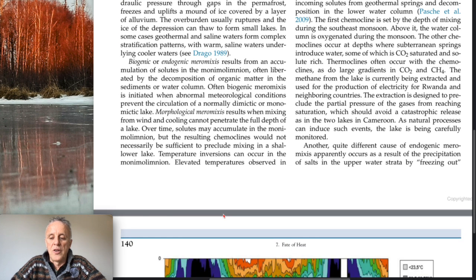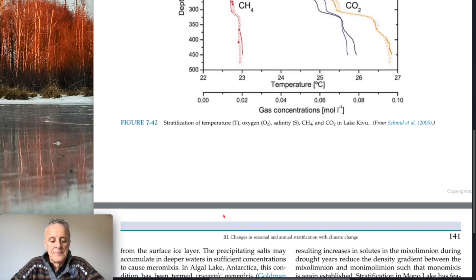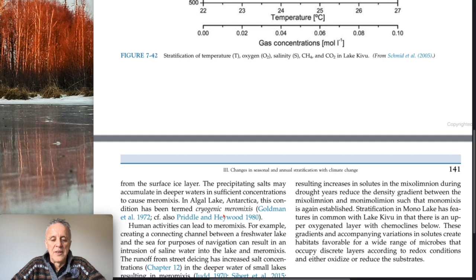Another quite different cause of endogenic meromixes apparently occurs as a result of precipitation of salt in the upper water strata by freezing out from the surface ice layer. The precipitating salts may accumulate in deeper waters in sufficient concentration to cause meromixes. In Algal Lake, Antarctica, this condition has been termed cryogenic meromixes.